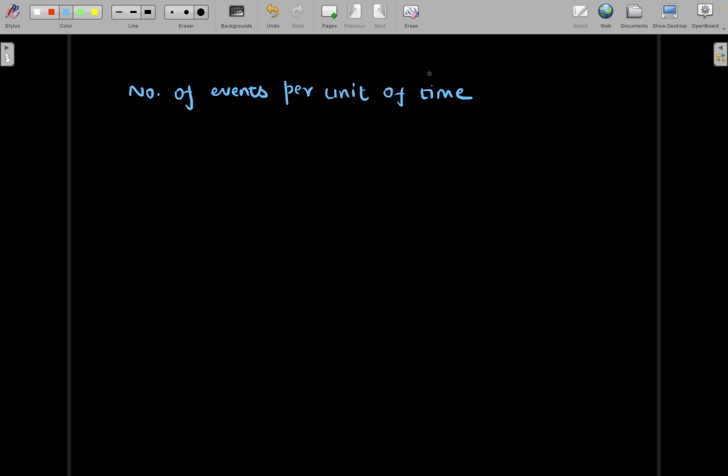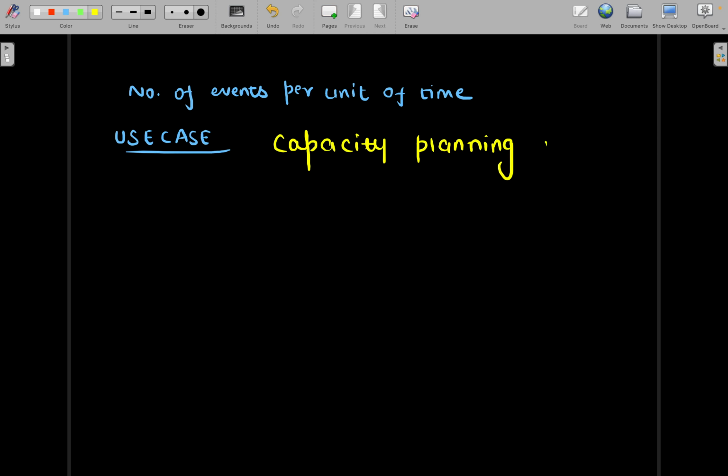To understand better, we will see a use case. So what is that use case? Let's say we have capacity planning at a call center, right? This is the use case.